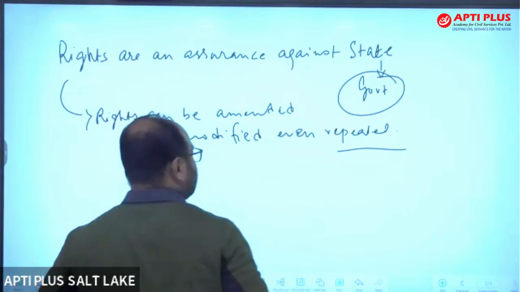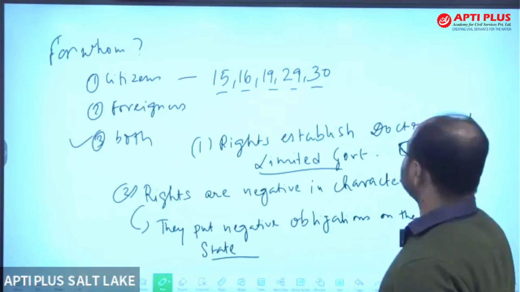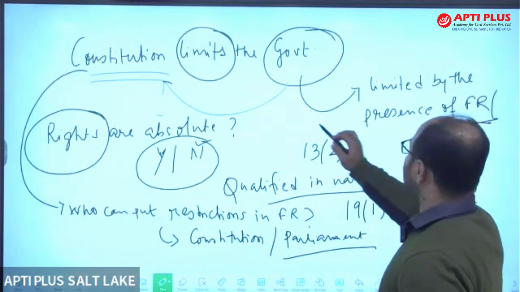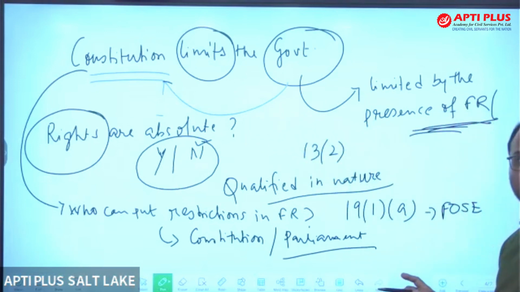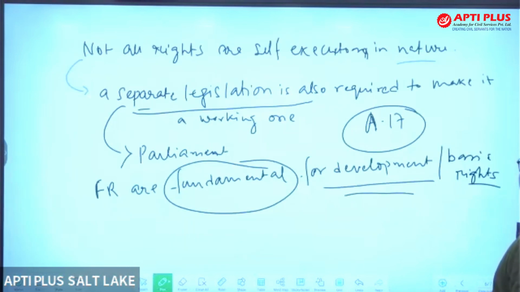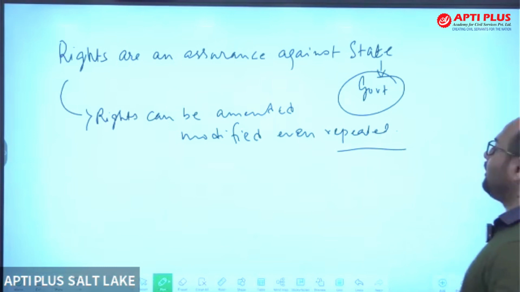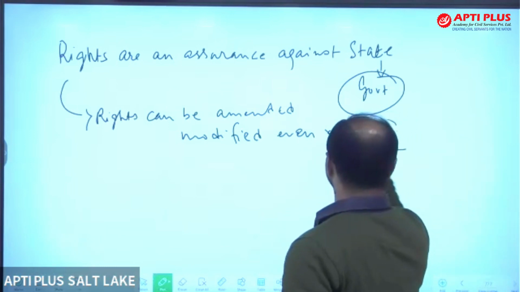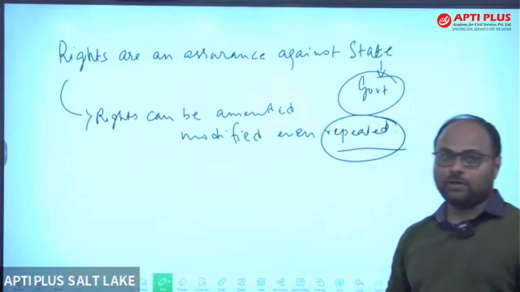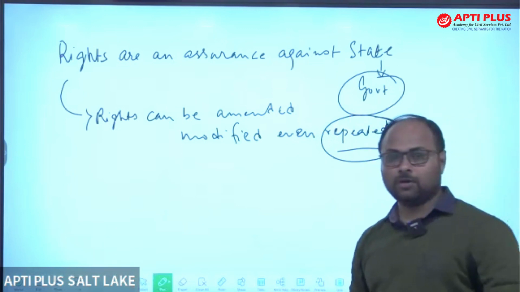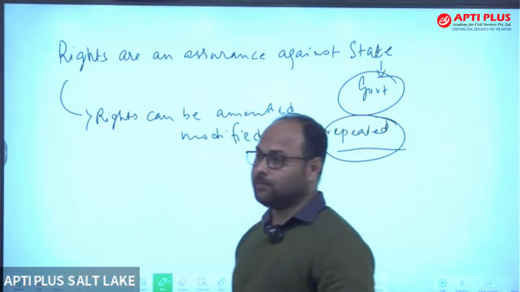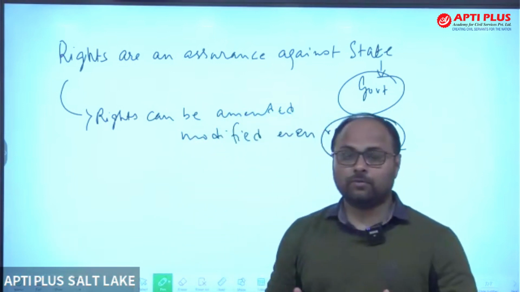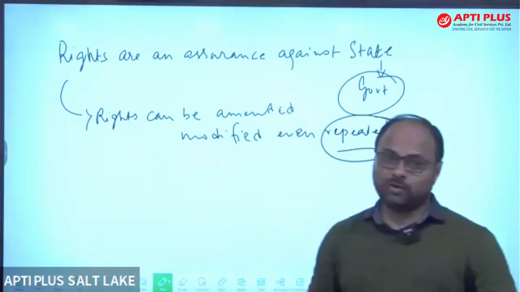So here comes a big question. In the previous slide, we have seen that rights are doing what? Rights are limiting the government. The presence of the fundamental rights is limiting the government, but at the same time we are saying कि rights can be amended, modified and repealed also. तो अगर repeal किया जा सकता है तो fundamental rights को repeal तो कर ही सकता है कोई, any government in power can repeal the fundamental rights, then why are we calling it that it actually limits the government?